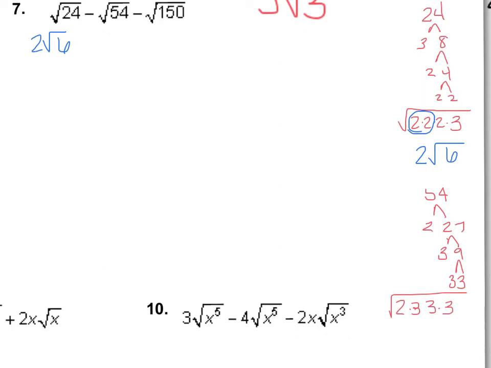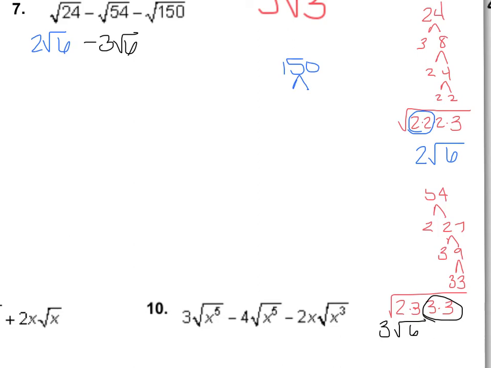And I have a pair of 3's, so it becomes 3 on the outside, and on the inside, 2 times 3, which is 6. So minus 3 square root of 6. And then I have the square root of 150. So I'm going to start with 150.